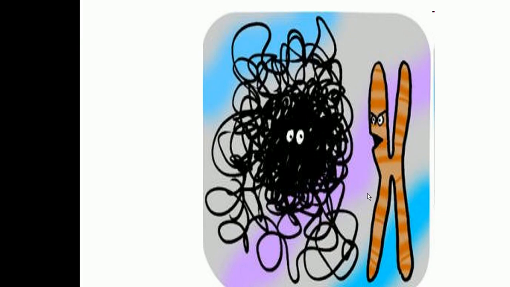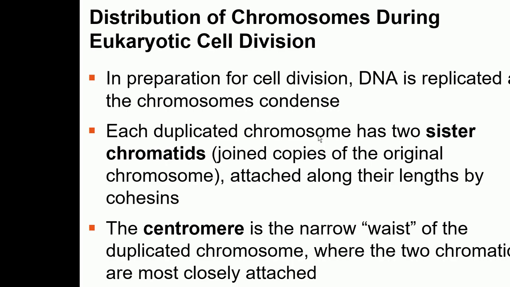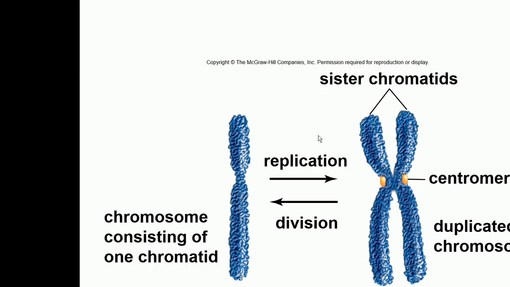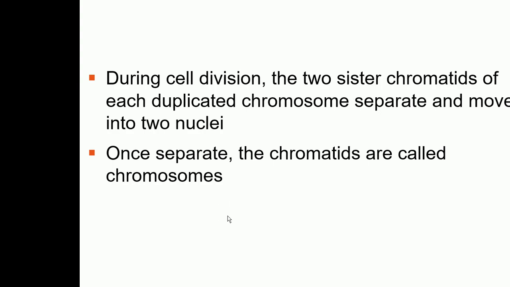This is just a cartoon. It's showing that the chromatin is like this and it condenses and takes the shape of chromosomes. So this is all what I explained. When the DNA is not duplicated, it's like this, and when the DNA gets duplicated, it takes the shape like this. So this is the centromere and these are the sister chromatids.